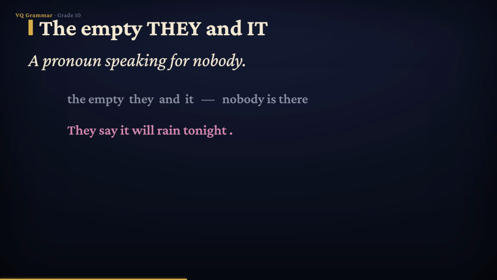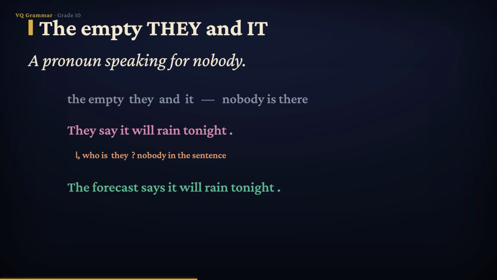But look at the page. There is no they anywhere in that sentence. The pronoun is standing there with nothing at all behind it. Name the source, and the sentence snaps into focus. The forecast says it will rain tonight.